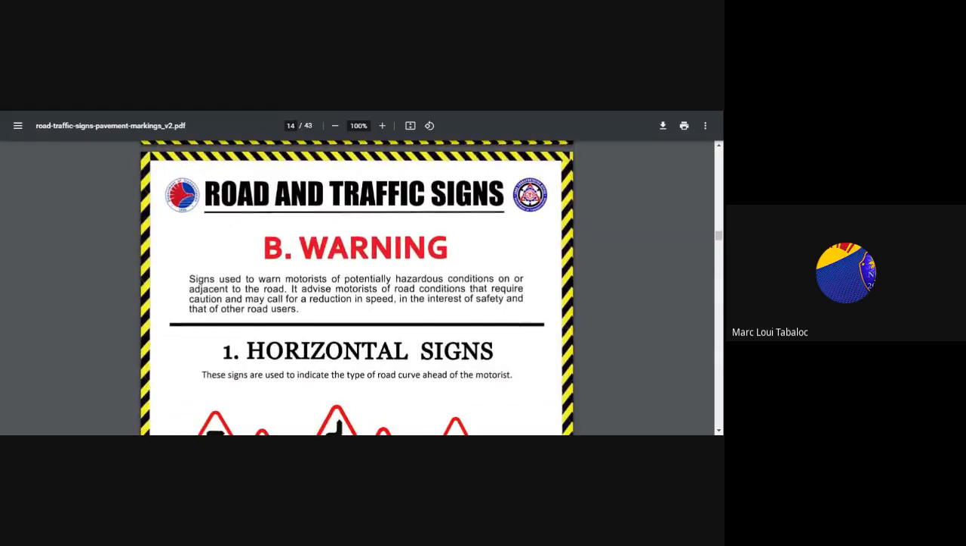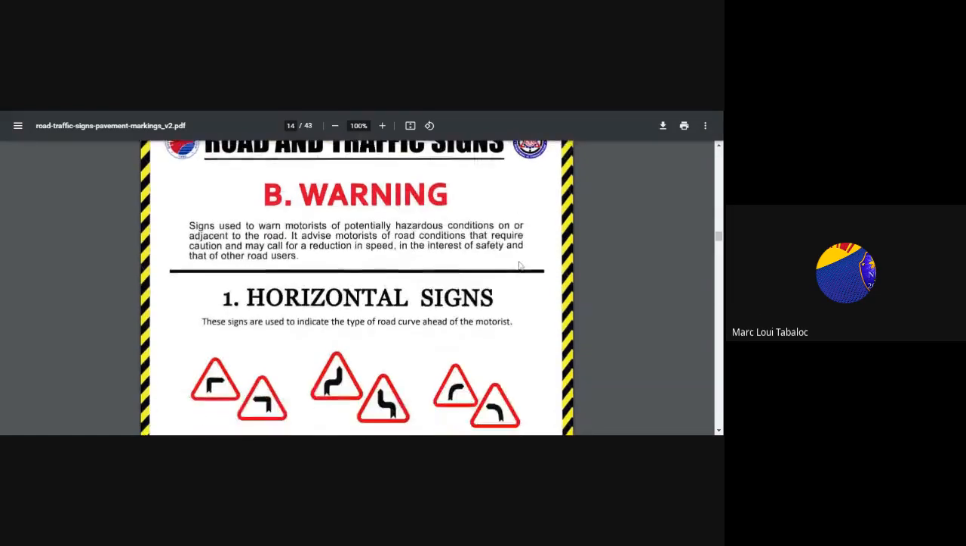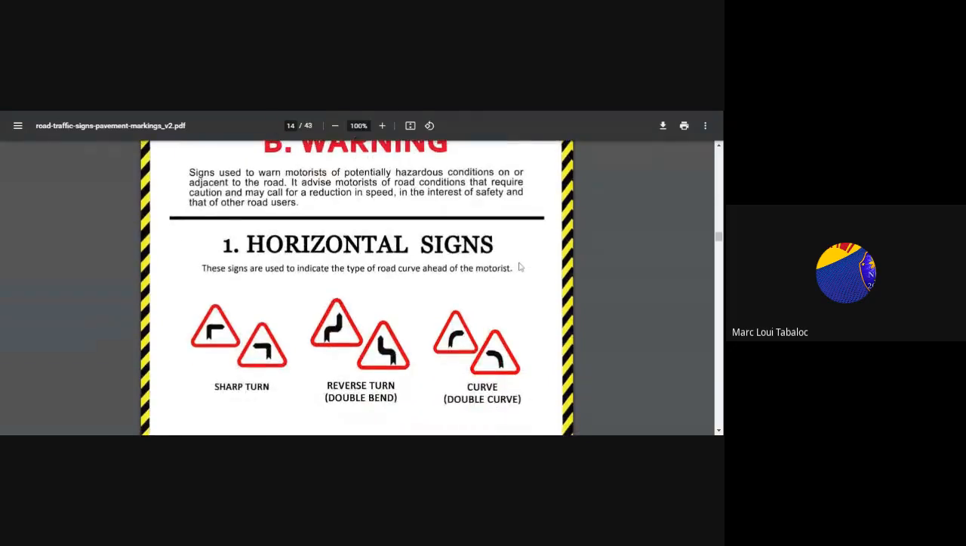Next classification is yung mga warning signs, which are really meant to catch attention to the road user. Really, to warn them of potential hazards. When I say hazards, it means pwedeng maging danger sa kanila. Okay? There's a possibility of danger if they disregard that warning signs. Okay? So, under the warning signs, we have first the horizontal signs.